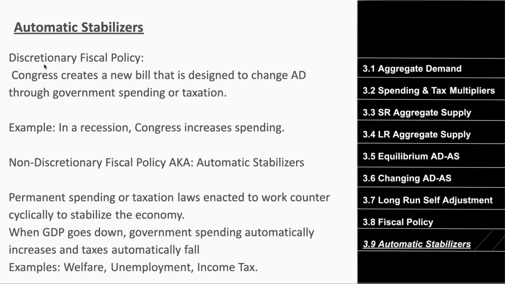Non-discretionary fiscal policy is what we call automatic stabilizers. Basically, it's permanent spending or taxation laws enacted to work counter-cyclically to stabilize the economy. So it's basically the government spending or changing automatically without signing a bill. So if you're signing a bill or act, that's discretionary fiscal policy. If you're not, that's non-discretionary fiscal policy or automatic stabilizers. So an example of an automatic stabilizer would be unemployment and welfare or income taxes. The government doesn't have to sign a bill for that, but they can change and influence that.